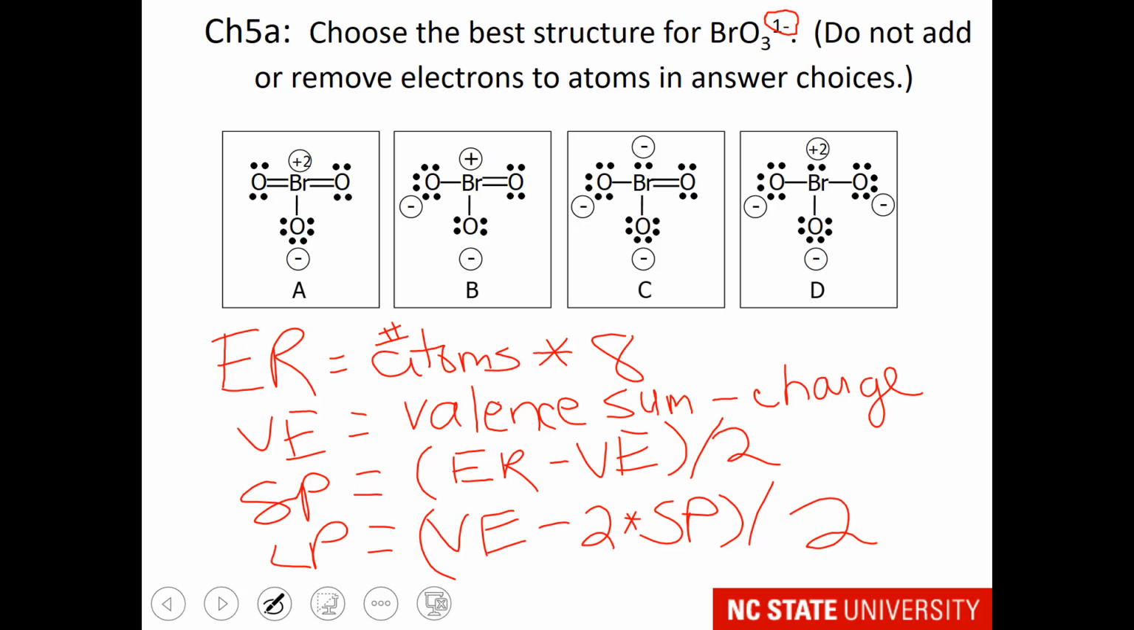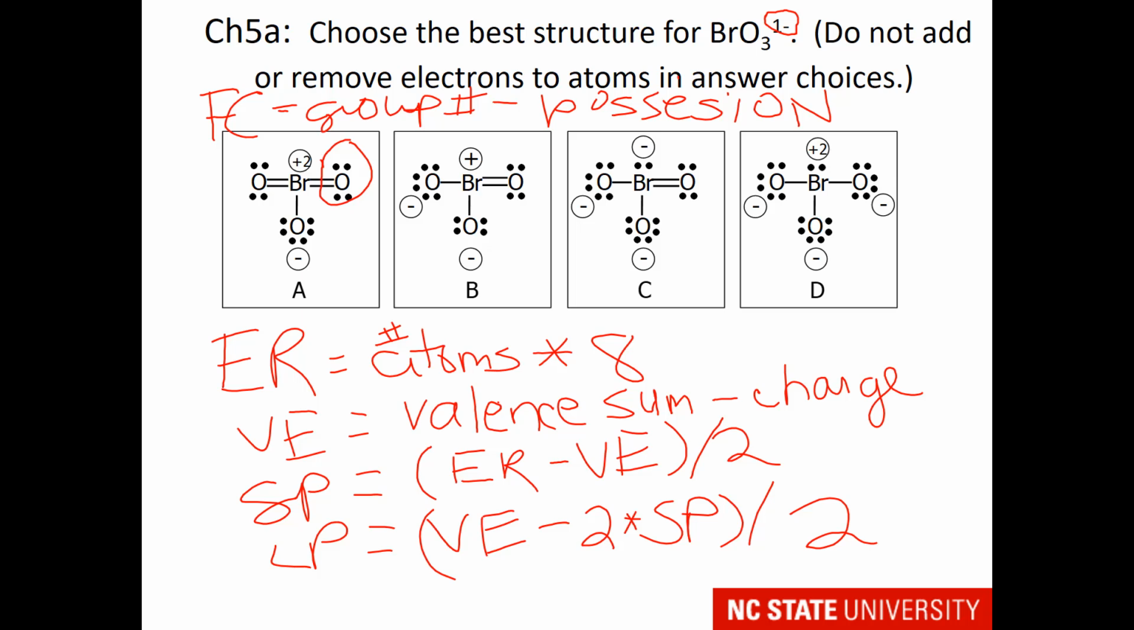So this would be bromate with a -1 charge, so a -1. I'm sure you can figure that out. The shared pairs equals the electrons required minus the valence electrons divided by 2. And the lone pairs equals the valence electrons minus 2 times the number of shared pairs, and that can be divided by 2. Don't forget that we get the formal charge using the formula group number minus possession number, and to determine possession number, we divide the bonds equally.